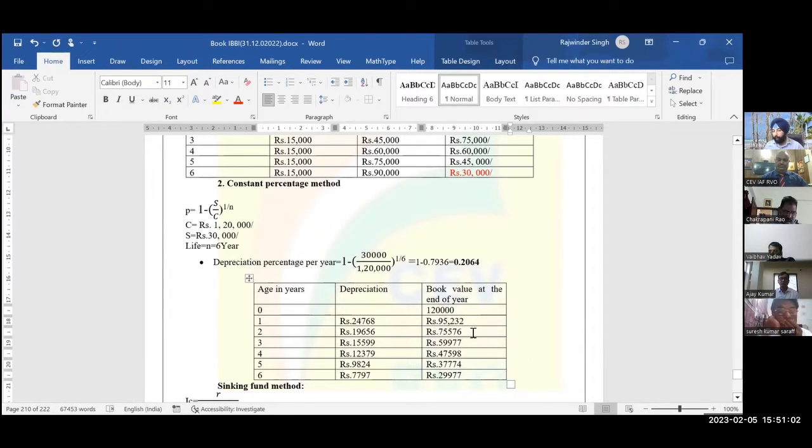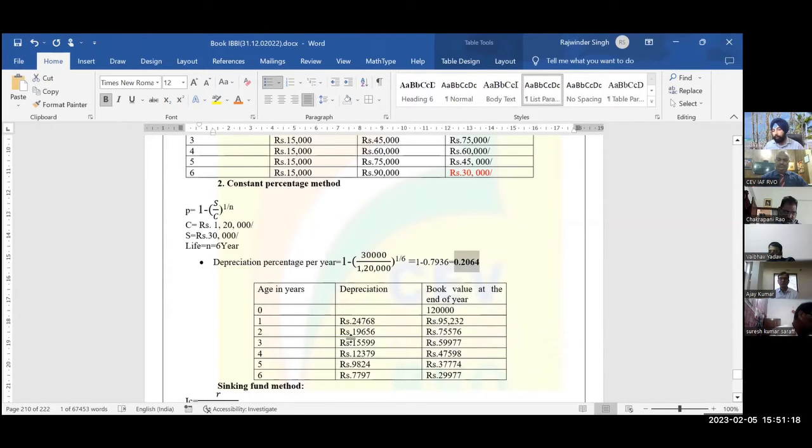Now in the second year, the depreciation will be applied on this amount, 95,232. 95,232 multiplied by 0.2064. Percentage is constant, but it is applied on the reducing balance. So the depreciation amount will be 19,656, and the depreciated amount will be 75,576.